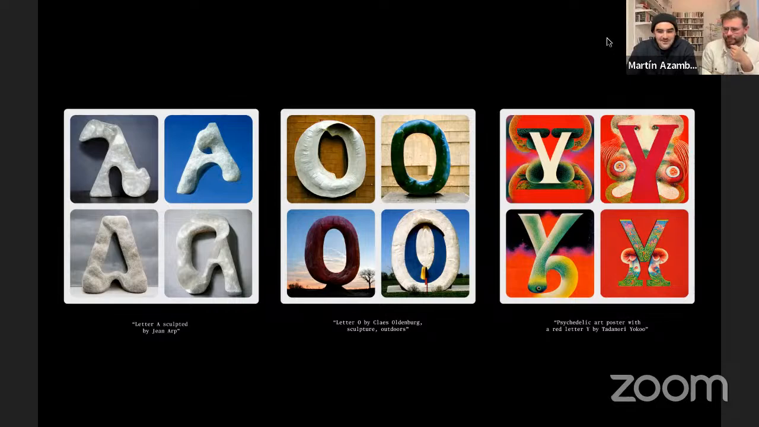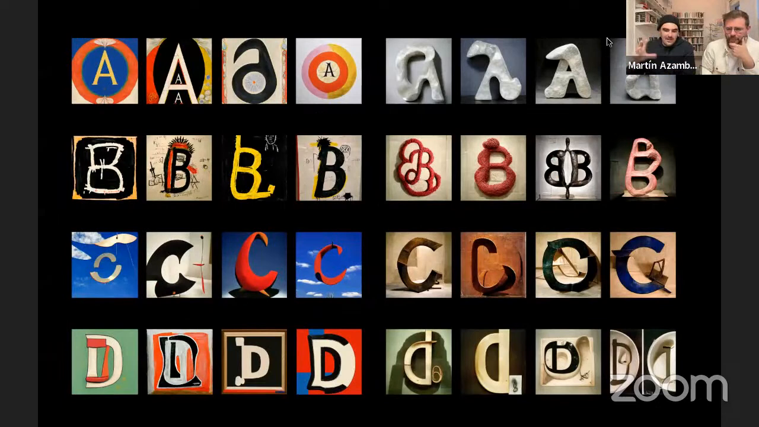And in the next pages, you can see here we are zooming out, you know, all these explorations. And you can see Hilma af Klint, you can see Basquiat, you can see Calder, you can see Duchamp.